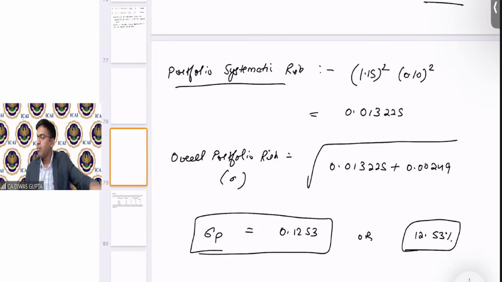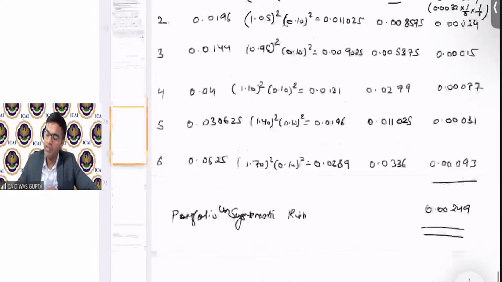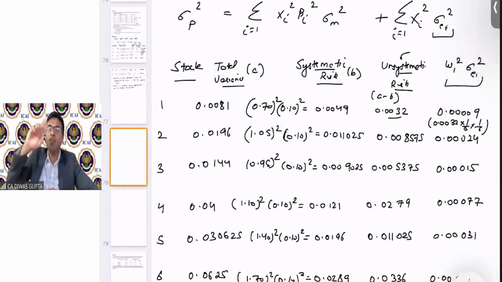Yes, Tanisha, both of your queries are right. In the first part, Tanisha is asking why we have multiplied 1/6 two times. Because the weight has to be multiplied in the form of a square. So weight squared means 1/6 into 1/6, you will have to multiply two times.